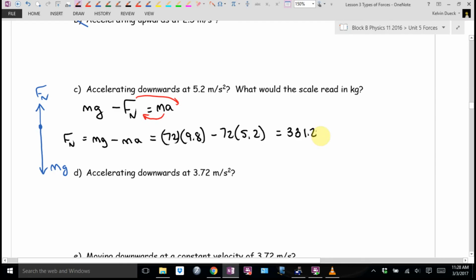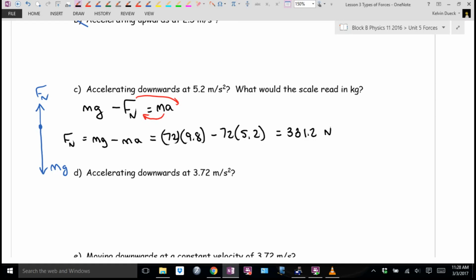Units. It's a force. Newtons. And then I asked, as a little twist, what would that read in kilograms? So if you experienced a normal force of that and you stood on a kilogram scale, what would that read? How do I convert newtons to a kilogram mass? How do I go from a normal force back to kilograms?